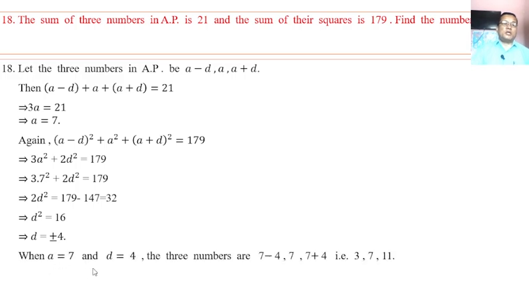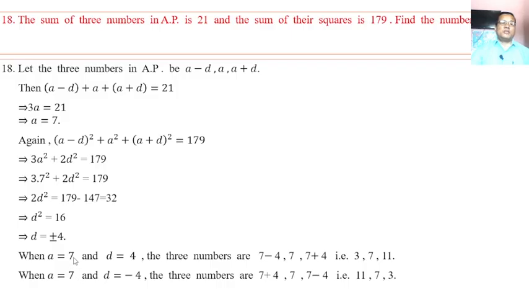When a is 7, d is plus 4. The three numbers are a minus d, a, a plus d, with a equal to 7 and d equal to 4. We have this, solving: 3, 7, 11. When a is 7 and d is minus 4, we have this simplified: 14, 7, 3, that is the order reversed. Hence the three numbers are either 3, 7, 11 or 11, 7, 3.